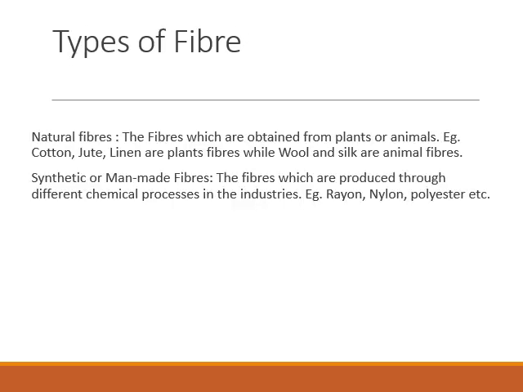Now we will see what are different types of fiber. There are two types of fibers, that is natural fibers and synthetic or man-made fibers. You already must be knowing about this. The natural fibers are the fibers which are obtained from natural sources like plants or animals. For example, cotton, jute, linen. These are the fibers which we get from plants, and wool and silk are animal fibers which we get from sheep and silkworm respectively.